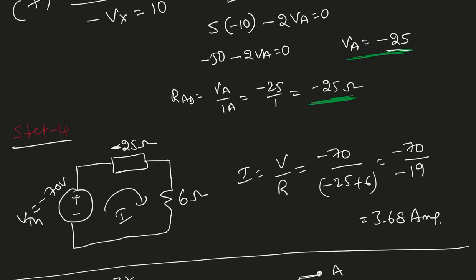So step 4, I'm going to build it back. Thevenin voltage equal to minus 70 volts, Thevenin resistance is minus 25 ohms. Since it's not exactly a resistor, I put a box in there, and a 6 ohm resistor. I equal to V over R. So basically minus 70 over minus 19, that is 3.68 amperes. So that's the current flowing through the circuit, that's with the dependent source.